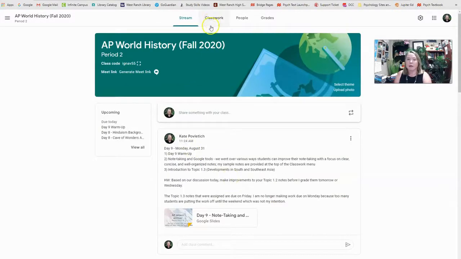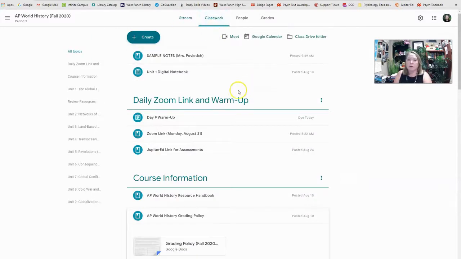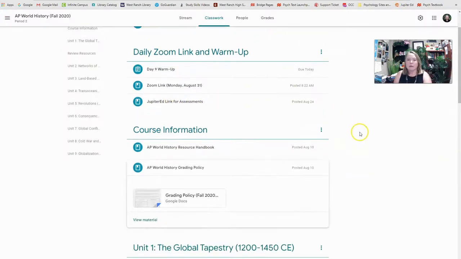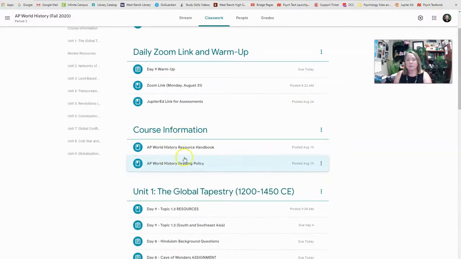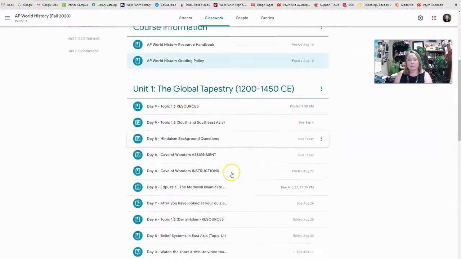Under the classwork is where what we do on a day-to-day basis is located. There are Zoom links, and there are warm-ups that we do every day. When we need to do assessments, those happen in Jupiter Ed, and there's a link for that. The items under course information are some of the most important resources that they have. And then the units are broken down.